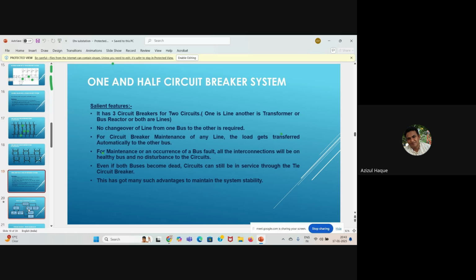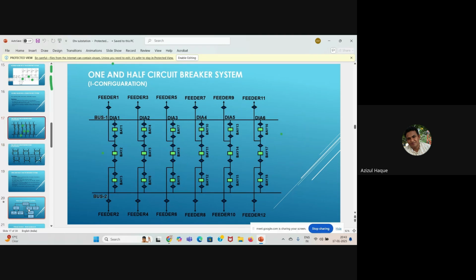Ma'am, okay, go back to the previous slide. Yes. Suppose this is dia 1. This breaker has some problem. And another, this dia 5. Here, this is feeder 10, bay number 15. This breaker is having some trouble. So this circuit breaker 10 and this circuit breaker 1, bay 1, these two circuit breakers are having problems. We have to take out both the circuit breakers.